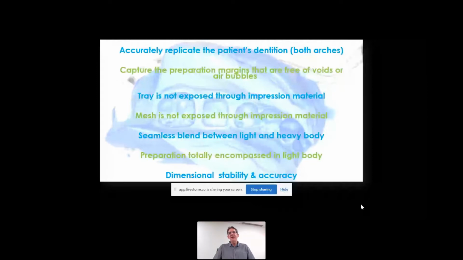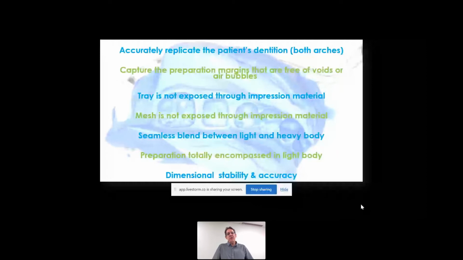We want to make sure that the tray is not exposed through the impression material. And if we're using a quadrant impression tray, we want to make sure that none of the mesh is exposed through the impression material. This is key. We need a seamless blend between the light body and the heavy body material, or the tray material, if you will.